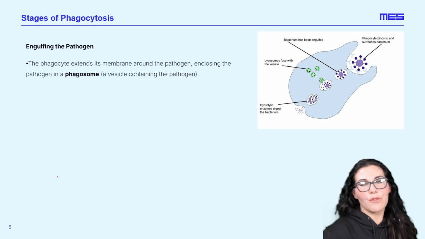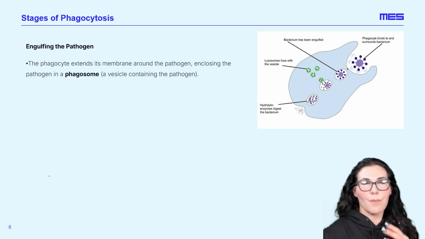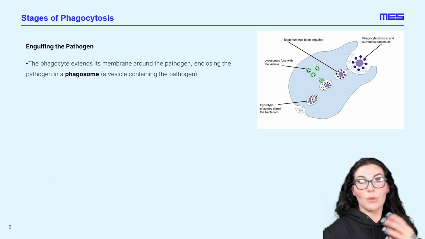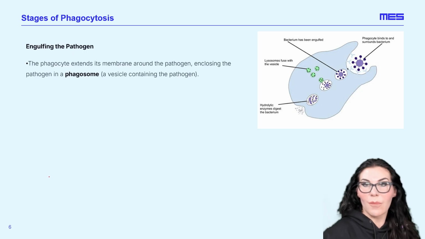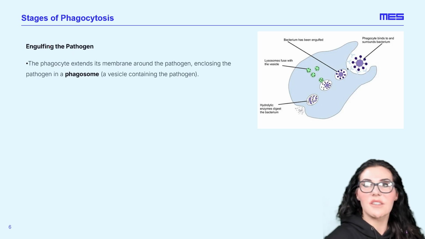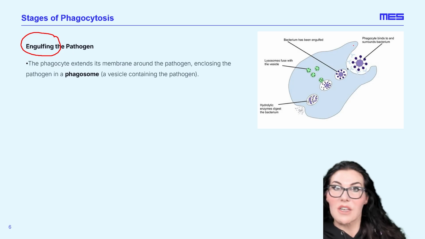What happens during phagocytosis then? Once the phagocyte approaches the pathogen or the infected cell, which will have antigens on its surface, usually from the pathogen, or it will be releasing the cytokines, then the next stage is called engulfing. Now, engulfing is when the phagocyte literally extends its membrane. You can see it in the diagram here.